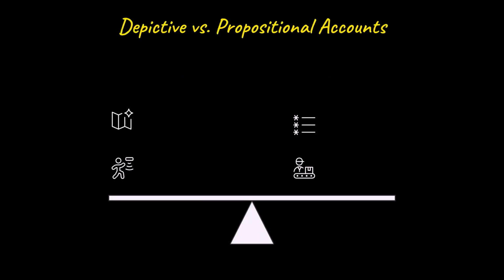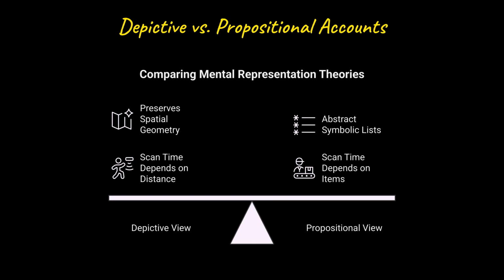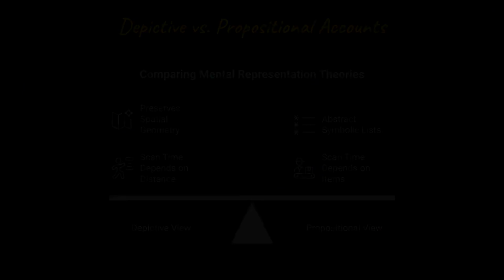Two competing theories were at stake. A propositional account treats mental representations as abstract symbol lists, predicting scan time should depend on list length. A depictive account holds that images preserve real spatial geometry, predicting scan time scales with distance. Koslin's data decisively supported the depictive side.